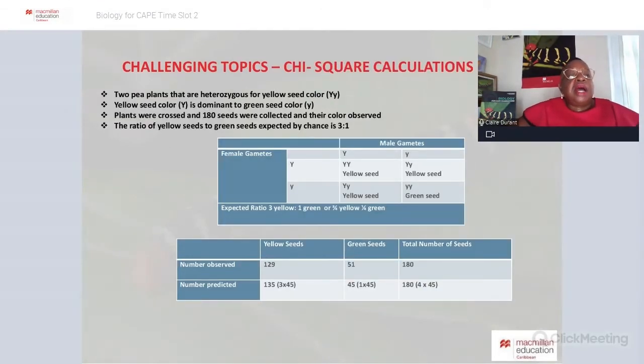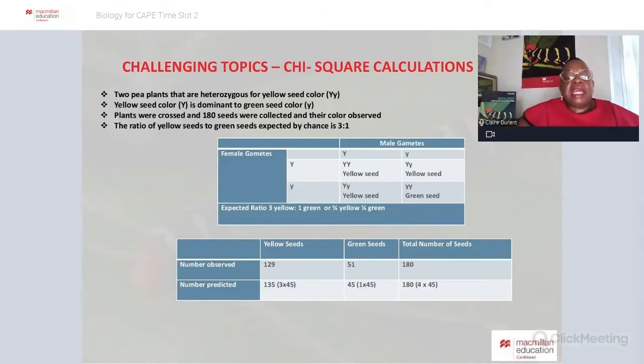Now, we just go through a short experiment here. Two pea plants, just like how Mendel did his crosses. Two pea plants that are heterozygous for yellow seed color are crossed, and yellow seed color is dominant to green seed color. And we crossed two plants, and the 180 seeds that were collected, their color was observed. So the ratio of yellow seeds to green seeds expected by chance is 3 to 1. And we can see that here from the Punnett square, which has the male gametes and the female gametes.